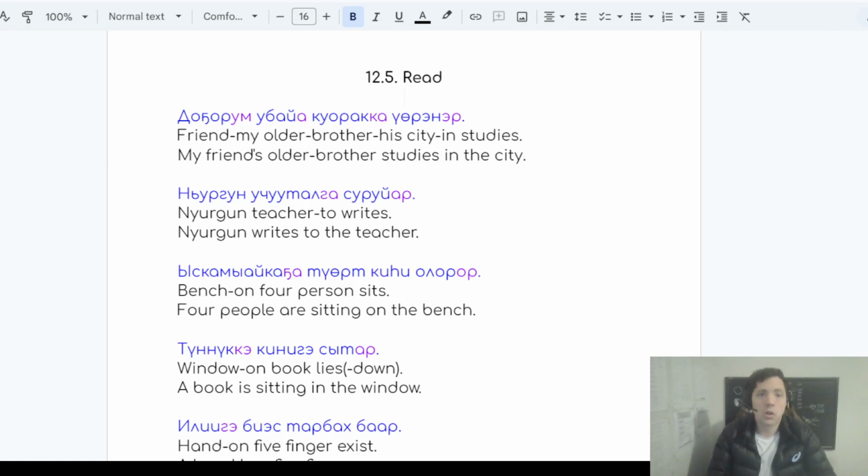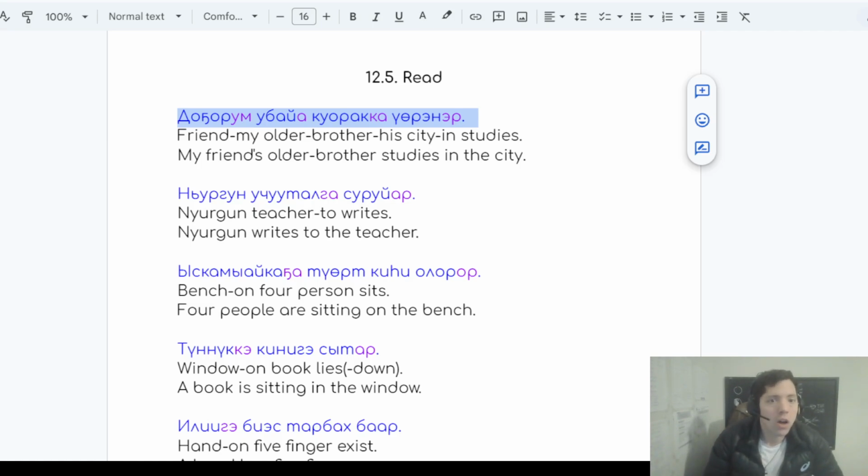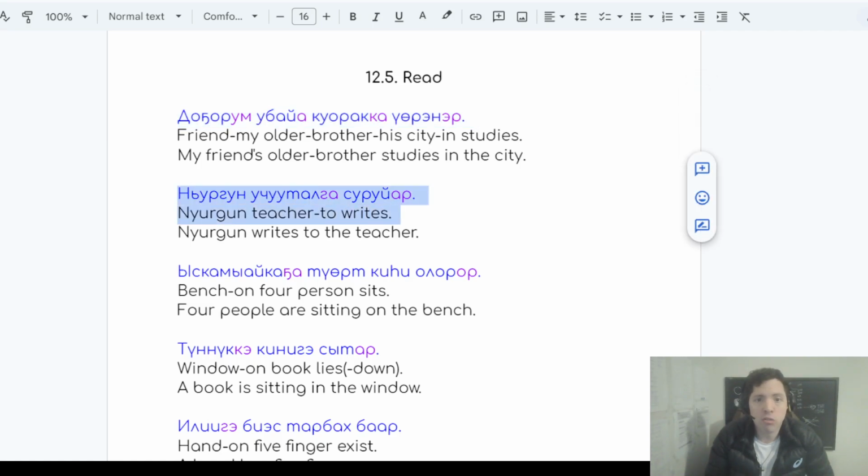Dagarum, my friend, Ubaya, older brother his, Koraka, city in, Urinir. Studies. My friend's older brother studies in the city. Then we have Nyorgun Uchu Talga Suruyar. Nyorgun writes to the teacher.